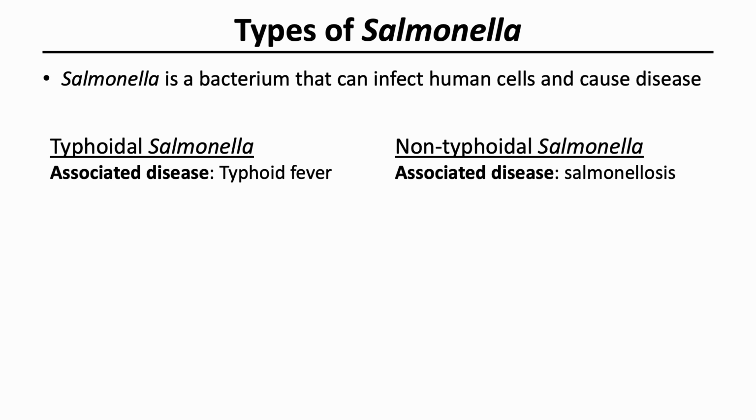Salmonella can fall into two major type classifications that also determine the type of infection they cause. One type is typhoidal salmonella, which is invasive and typically causes systemic infection in the body and a disease called typhoid fever. On the other hand, non-typhoidal salmonella typically causes infection of the gastrointestinal tract and a disease called salmonellosis.